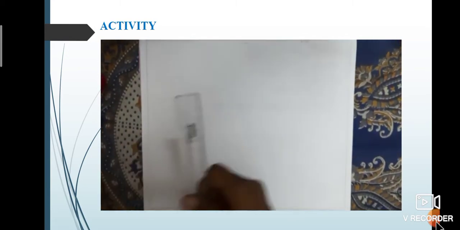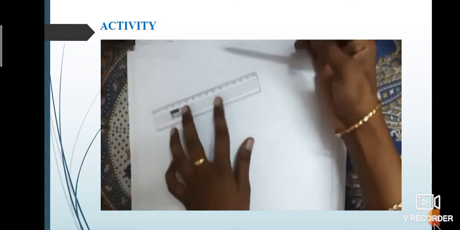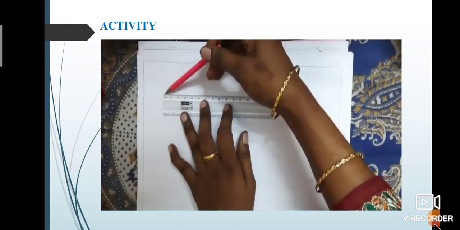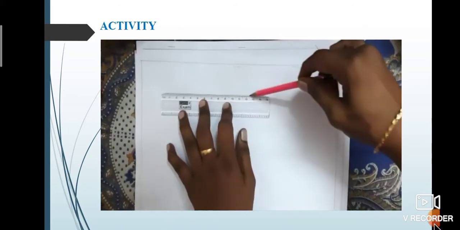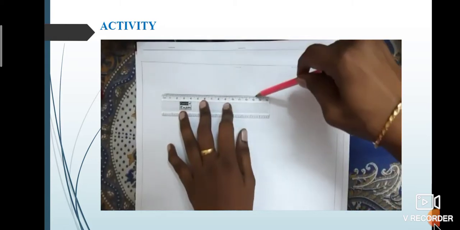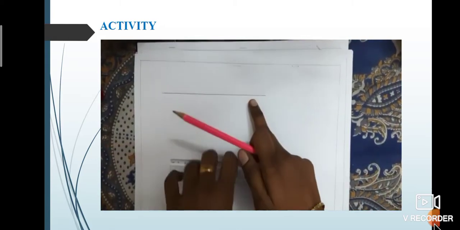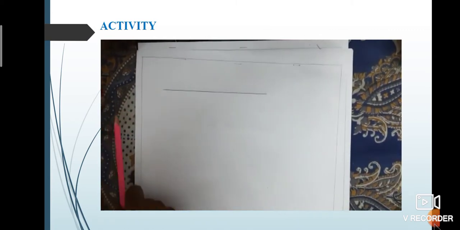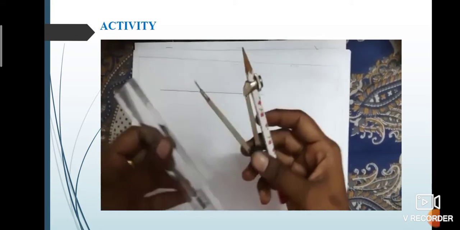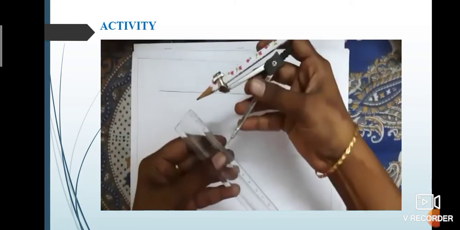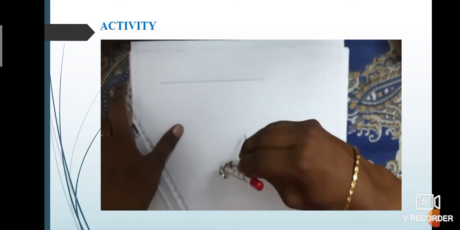Then second, take a pencil and scale. Draw a straight line using the scale. Here the movement takes place in a straight line. So this type of motion is called linear motion. Then third, take a pencil with the compass and scale. Measure any measurement using the scale. Then draw a circle.